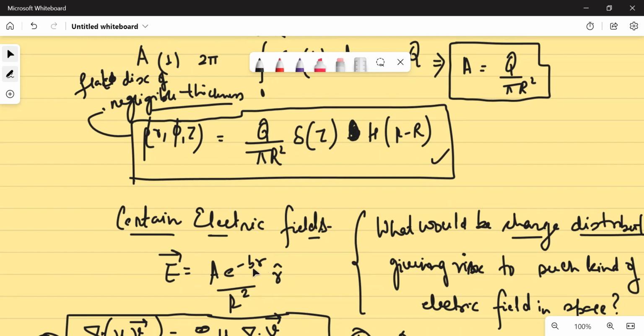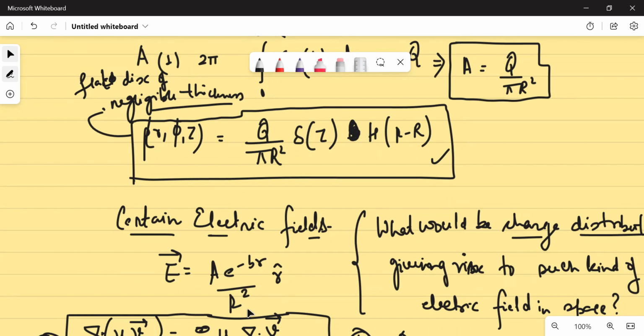And kq upon r square, when does it hold? Only when there's a point charge. So now, obviously, this kind of electric field in space cannot be manifested by a point charge q. So obviously there would be some different sort of charge distribution in space which gives rise to such an electric field. So the question asks, what kind of charge density can give rise to such a field?